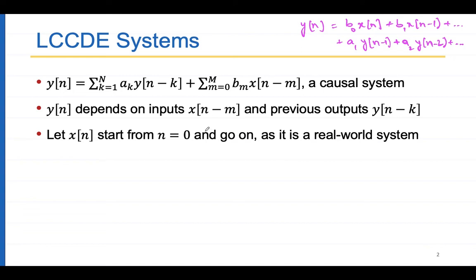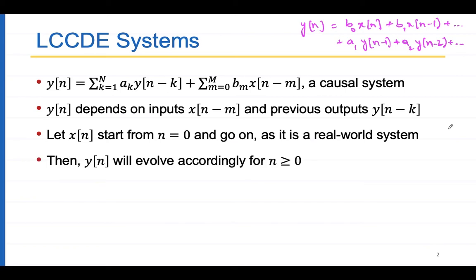Imagine you have, let's say, a microphone. You speak into the microphone and y[n] is a function of x[n], and if there is some delay or some distortion, then y[n] is a function of some previous outputs as well. The current output is a function of some previous outputs as well as some previous inputs. This is the meaning of a real world system, that my system is a causal system. My y[n] will evolve according to the previous outputs as well as the current input and the previous inputs for all n greater than or equal to 0.